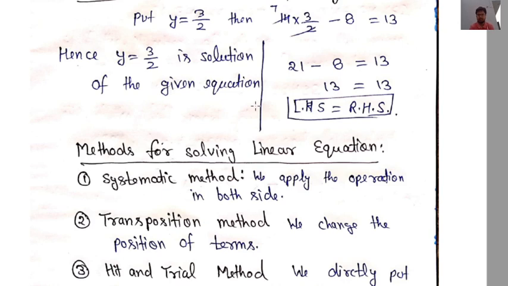If we get a solution, meaning the LHS and RHS are equal, then we will say yes, it is a solution of the given equation. So this method is called the hit and trial method, where we choose values, put them in, and check both the LHS and RHS.